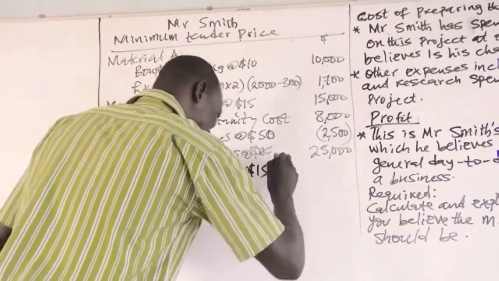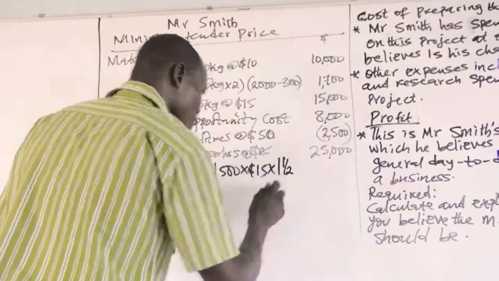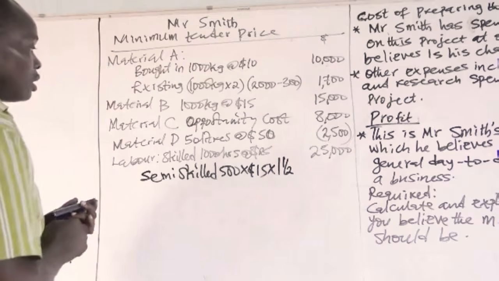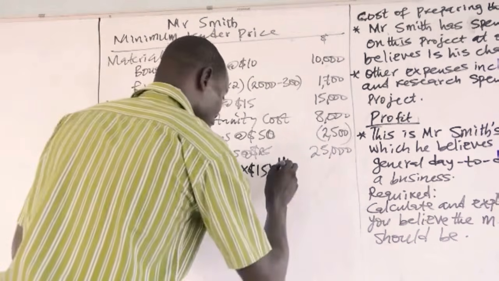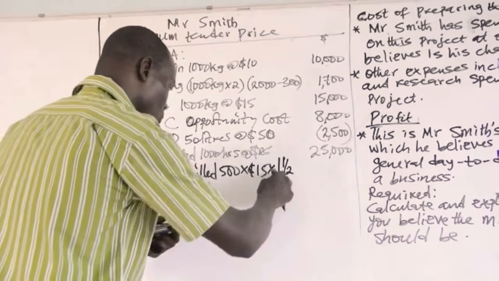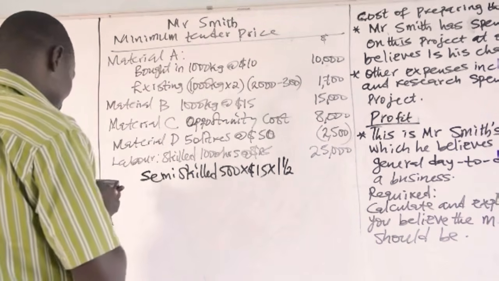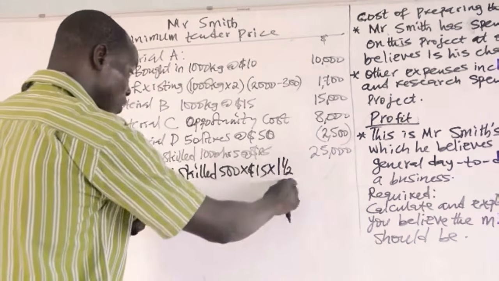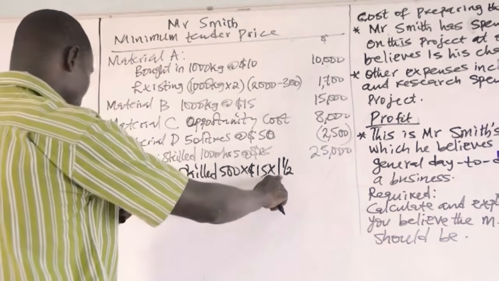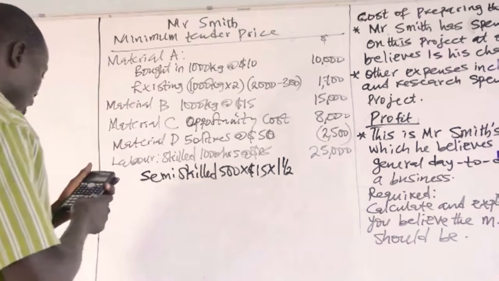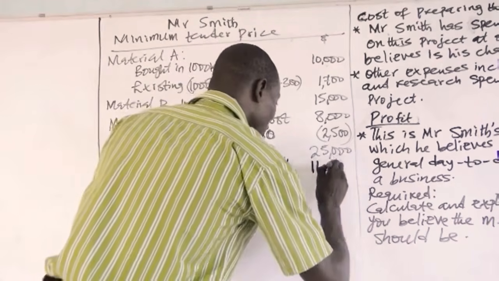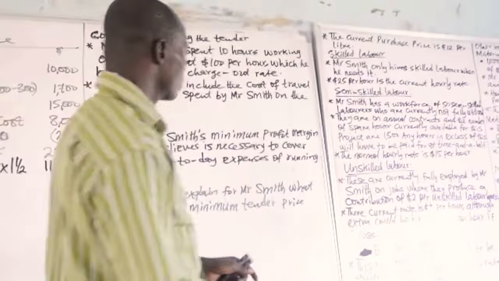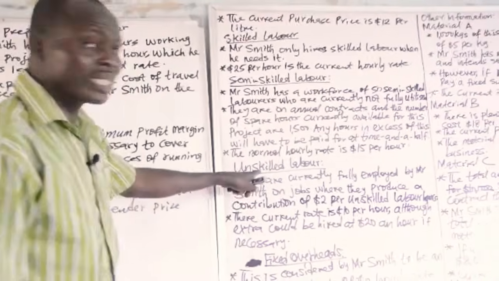And they will be paid at a time and a half. A time, which is 1, and a half, so this will give you 1.5. 500 times $15 times 1.5. 1 divided by 2 is 0.5, plus 1 to be 1.5. That's how I got 1.5 here. So that will give us 11,250. That is for semi-skilled labor. Unskilled labor.